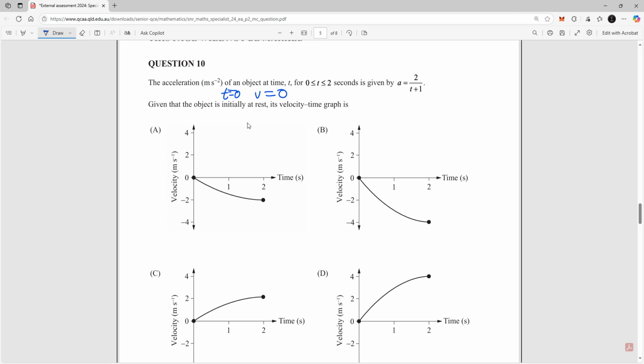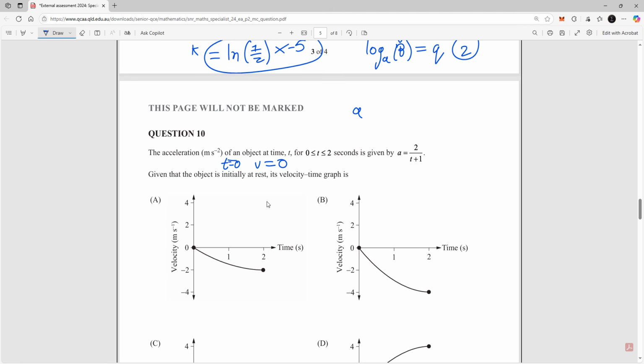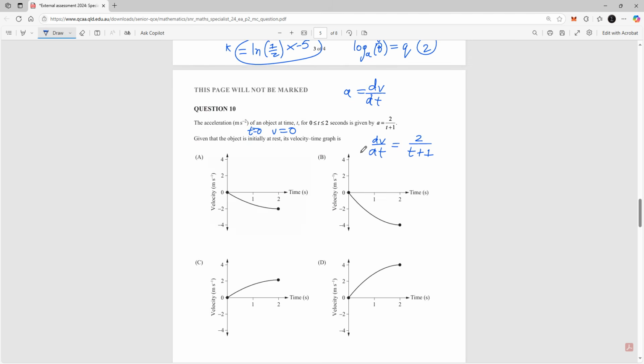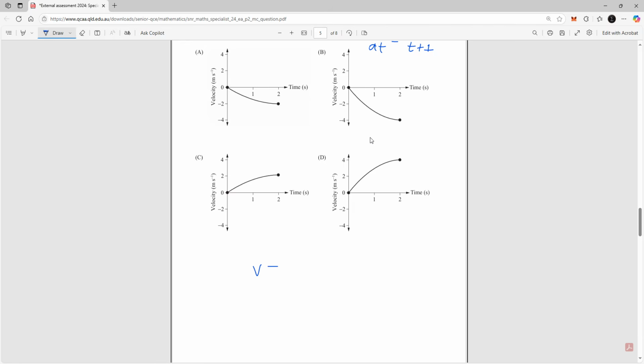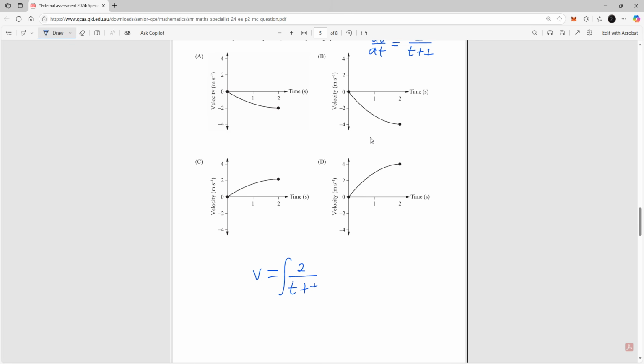Okay. If I want to go from acceleration to velocity and time, I know acceleration is the derivative of velocity with respect to time. So all I've got to do is just chuck that into there and, quote unquote, just integrate both sides with respect to t. So that means velocity would be the integral of 2 over t plus 1 dt. Which will turn into, velocity is 2 natural log of t plus 1, plus c.